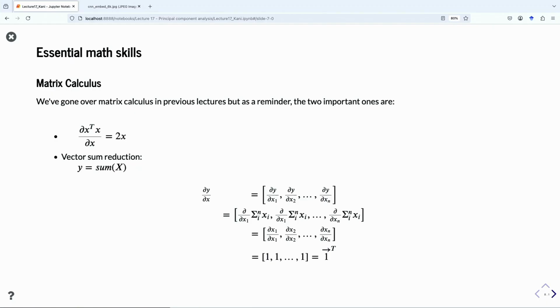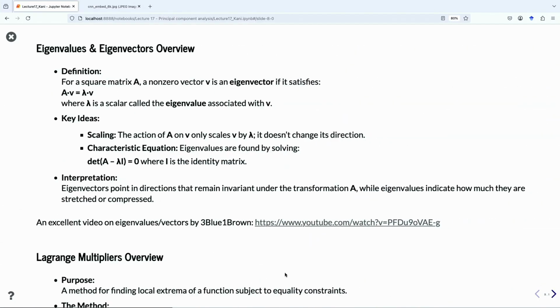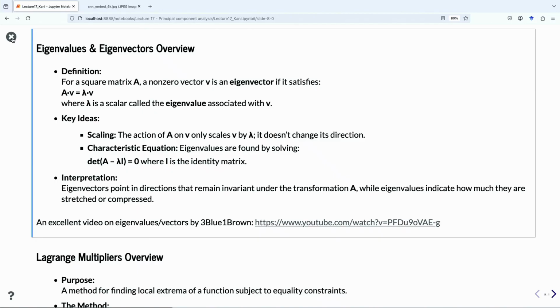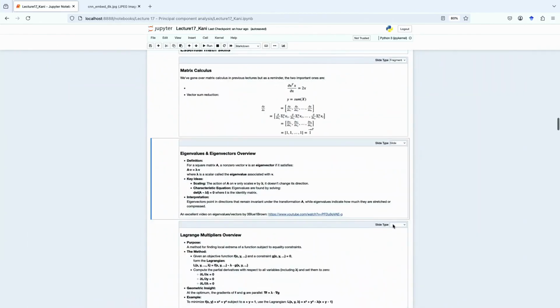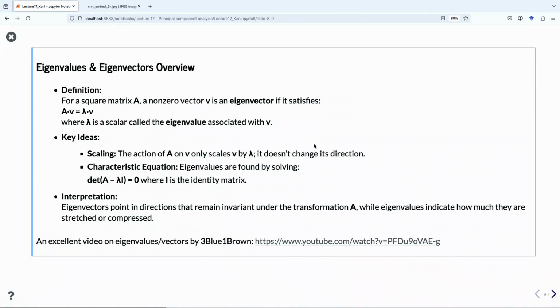Other math skills we need, eigenvalues and eigenvectors. Basically, most of you have probably gone through this, have definitely gone through this before. Eigenvalues, you'll never get away from them. It'll just curse your life from your college days onward.